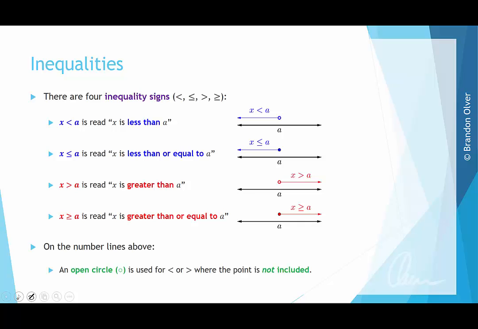On the number lines above, we've used an open circle when we use a less than or greater than symbol, and that's when the point is not included. And then we've used a closed circle if the number is included, so that means we're using them for less than or equal to signs or greater than or equal to signs.